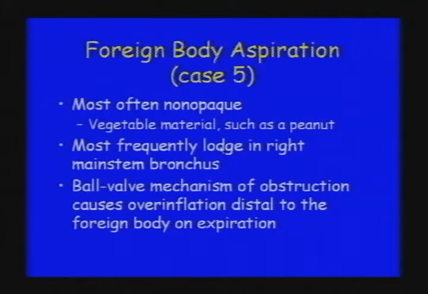Most of the foreign bodies aspirated by children, who are little vacuum cleaners, are non-opaque, and they tend to be vegetable material: peanuts, M&Ms, pieces of hot dogs, pieces of carrots. And because it's the straightest shot right down the right main stem bronchus, that's where most of them go. Because when you breathe in, your bronchi get a little larger, the air gets past the foreign body. When you breathe out, your bronchi get smaller, constrict around the foreign body, so air is trapped beyond it.